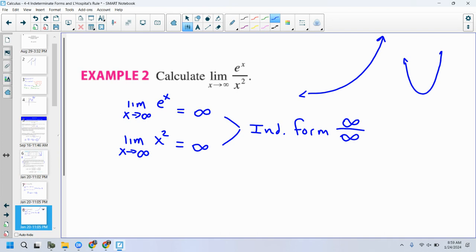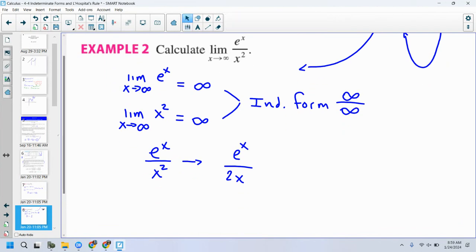So that means I can use L'Hopital's rule. So e to the x over x squared will turn into, well, what is the derivative of e to the x? e to the x. What is the derivative of x squared? 2x. Okay, now we've applied the derivative. Now let's apply the limit.